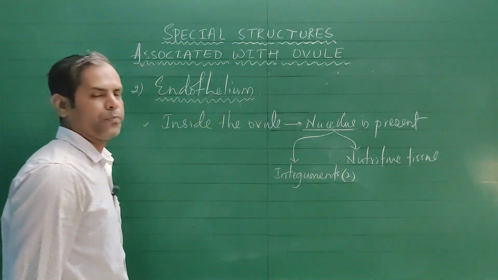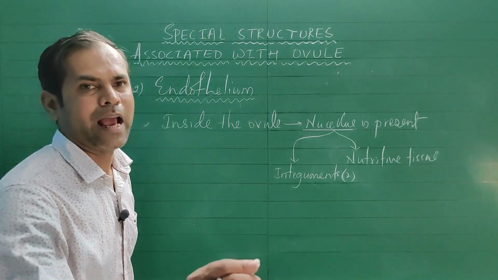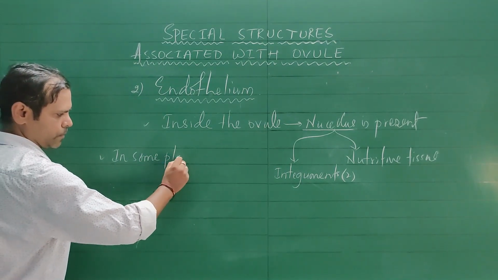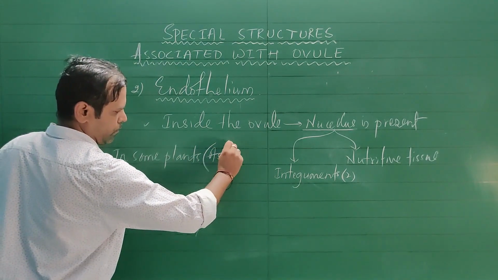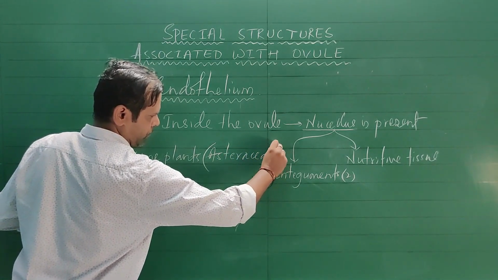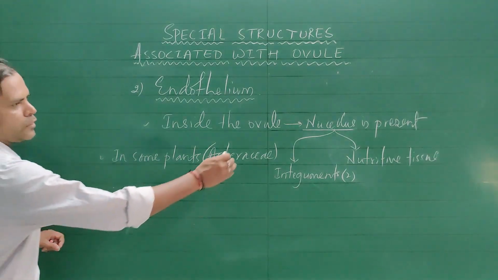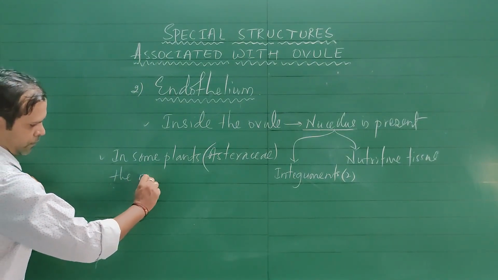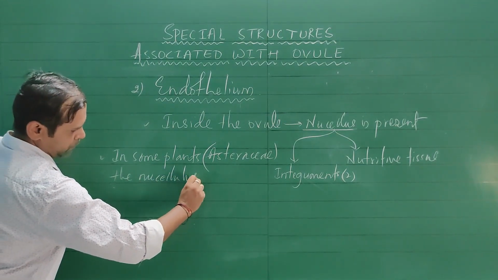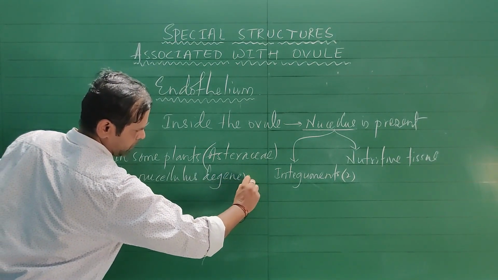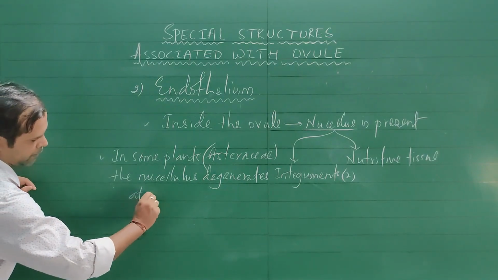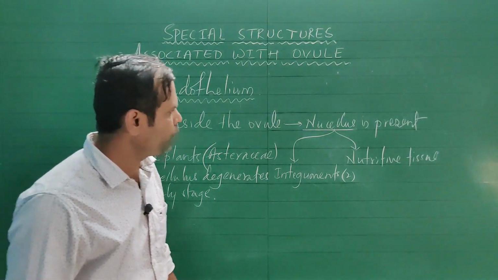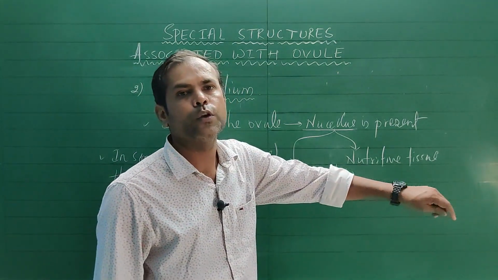There are two integuments. But in some plants, like Asteraceae family, this nucellus degenerates at early stage. तो नुसेलस खत्म हो गया. अब नुसेलस खत्म हुआ तो फिर एम्ब्रियो सैक को न्यूट्रिशन कौन देगा?